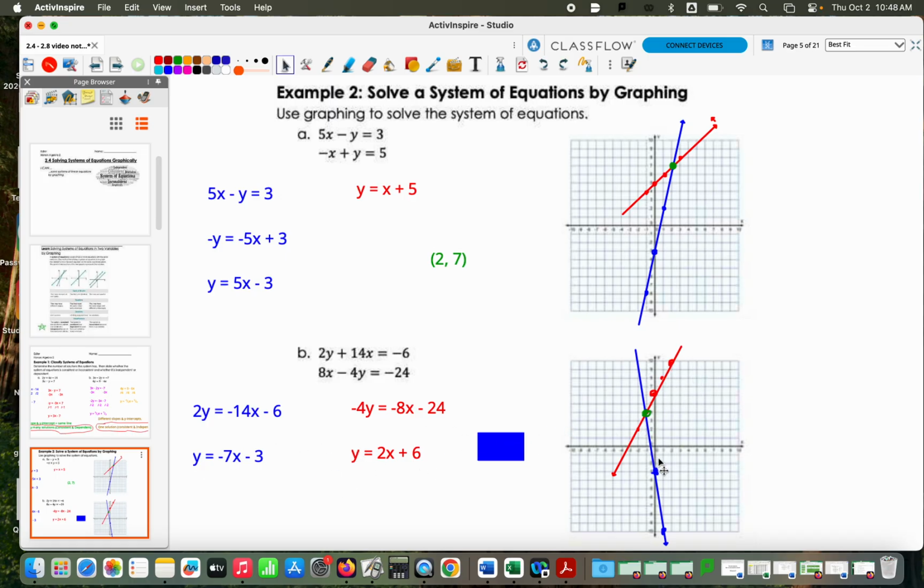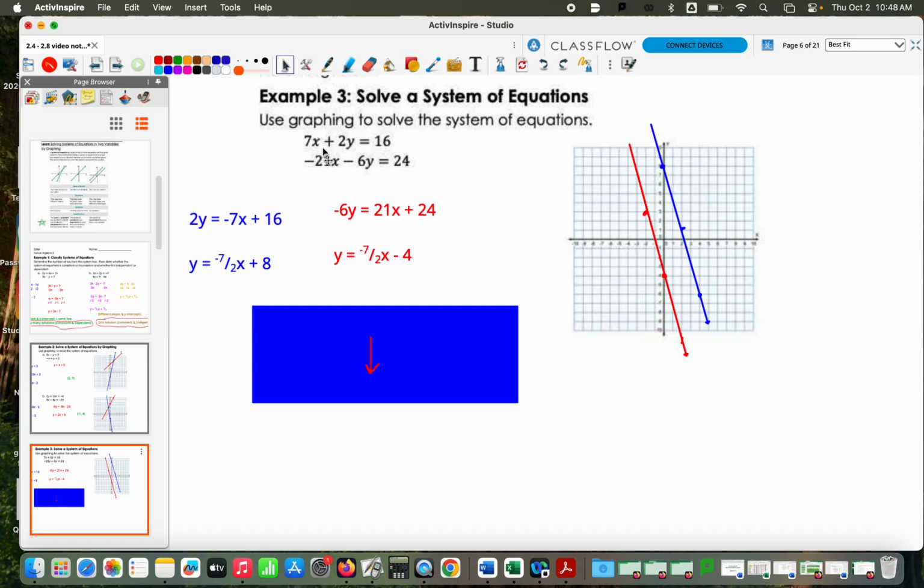So the first one starts at -3, goes down 7 over 1, or I could go up 7 to the left 1. This one starts at 6 and goes up 2 over 1, up 2 over 1, positive slope, but I actually need to go down and to the left to work it backwards to find where they cross. Should be, in this case, -1, 4.